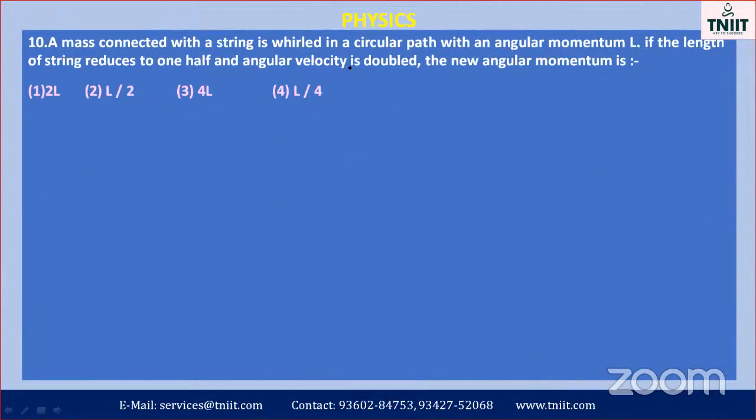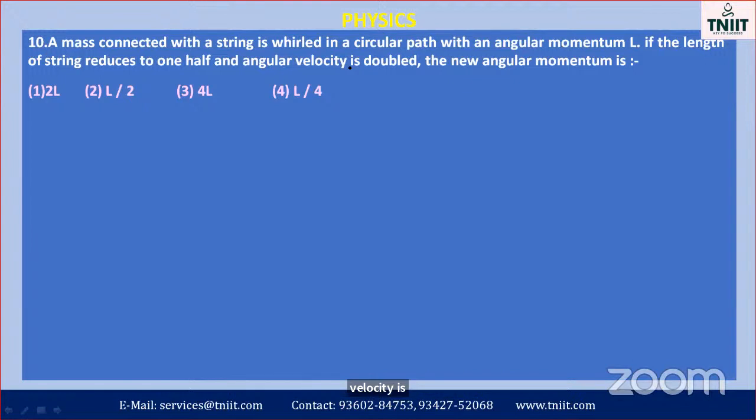Come to this problem. A mass connected to a string is whirled. If it is whirled, it should go in a circular path, right? So if the mass is connected to the string and whirled, it moves in a circular path with angular momentum L. If the length of the string is reduced to half, and the angular velocity is doubled, what will happen to the angular momentum?